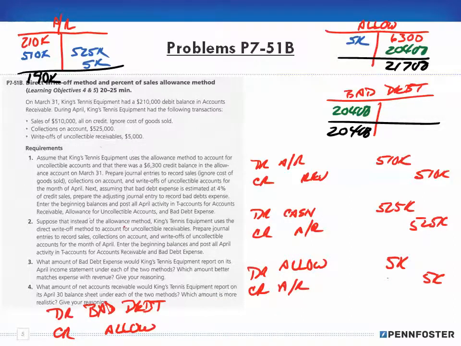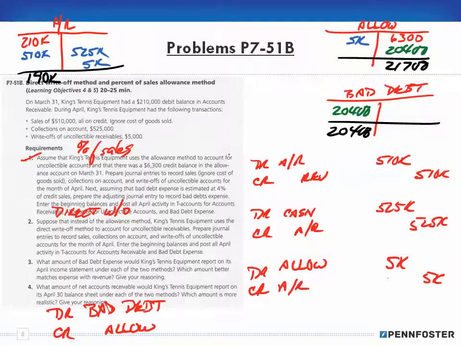It says here, suppose that instead of the allowance method, King's uses the direct write-off method to account for uncollectible receivables. Prepare journal entries to record sales, collections on account, and write-off of uncollectible accounts for the month of April. Enter the beginning balances and post all the activity in T accounts. So for number one, we went through the process of using the allowance method and the percent of sales. Now for number two, we're using the direct write-off method.